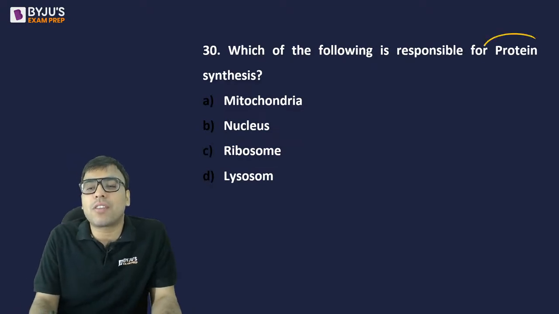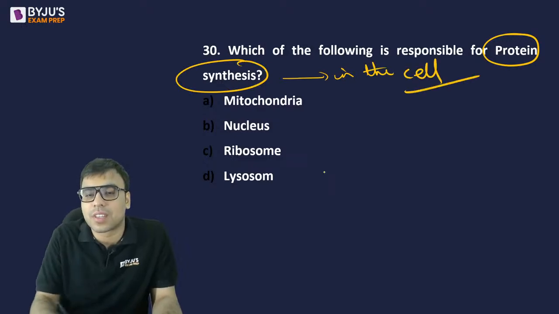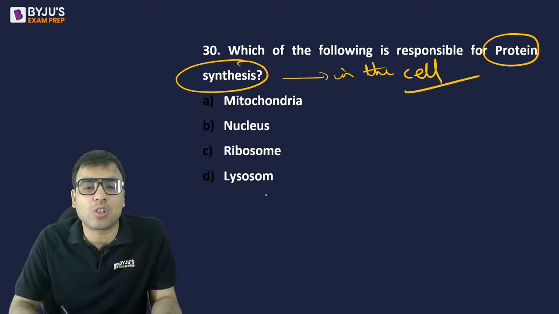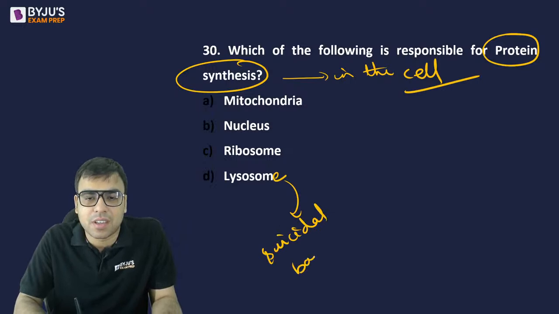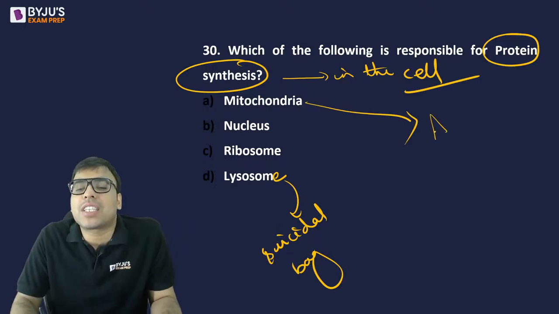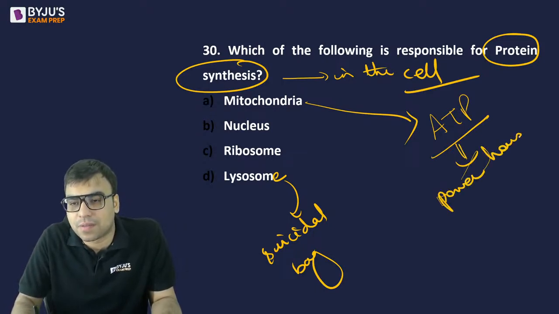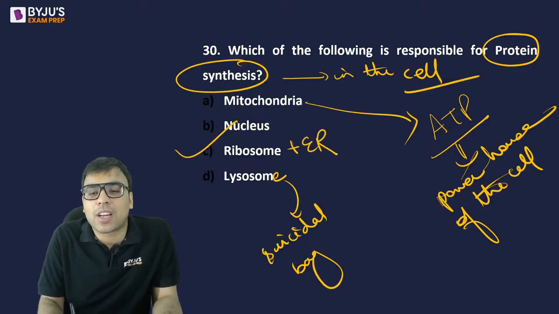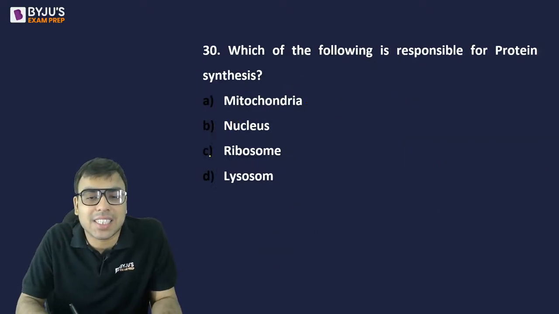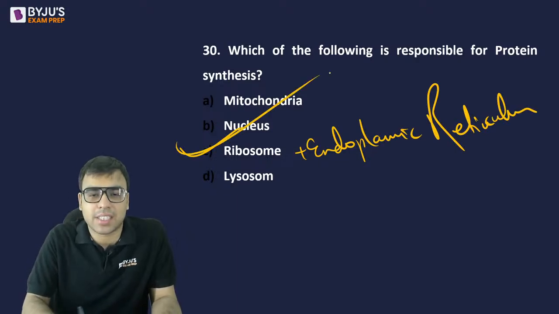विच ऑफ द फॉलोइंग इज रिस्पॉन्सिबल फॉर प्रोटीन सिंथेसिस इन द सेल? माइटोकॉन्ड्रिया, न्यूक्लियस, राइबोसोम, लाइसोसोम. देखो मैंने पढ़ाई भी, लाइसोसोम इज कॉल्ड एज सुसाइडल बैग ऑफ द सेल. Mitochondria produces ATP, adenosine triphosphate, and that is why it is called as powerhouse of the cell. And ribosome and endoplasmic reticulum, these are mostly responsible for protein synthesis. Endoplasmic reticulum का नाम सुना होगा आपने. ठीक है, so the right answer is C.